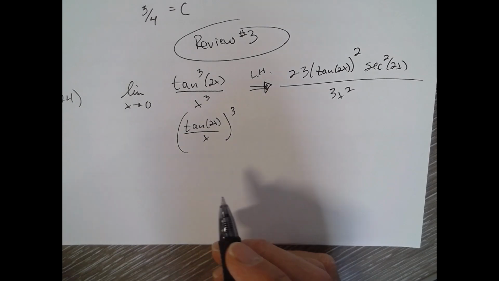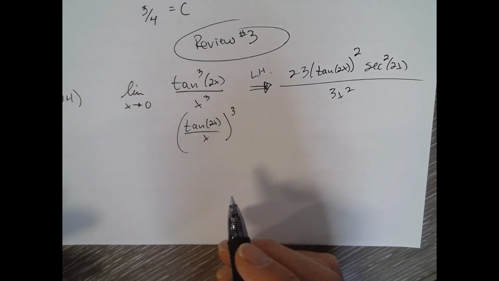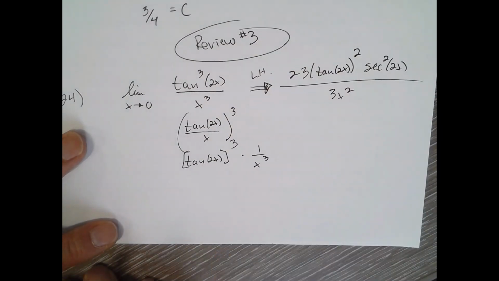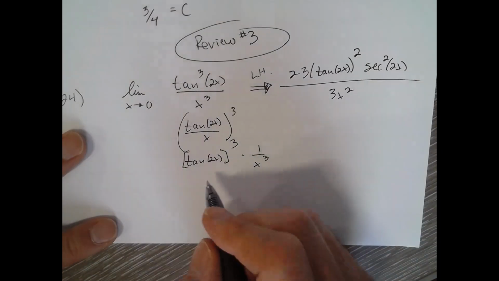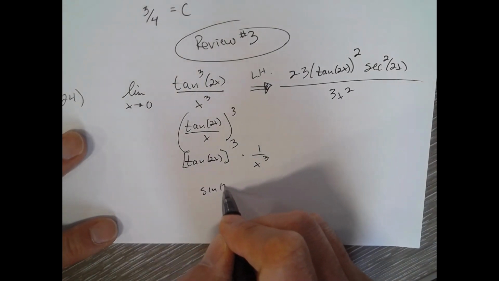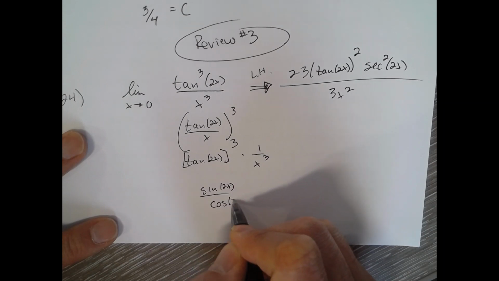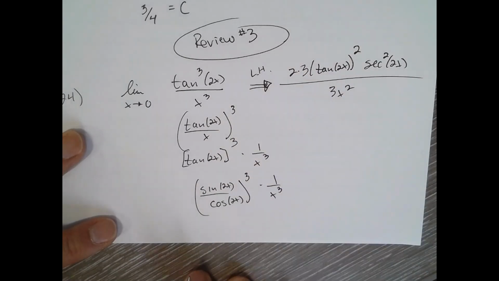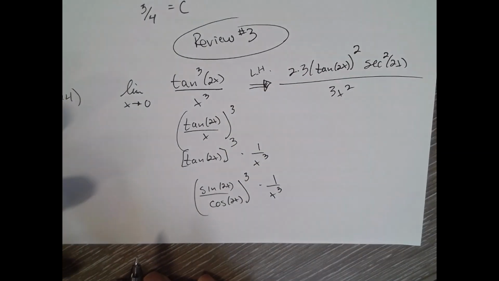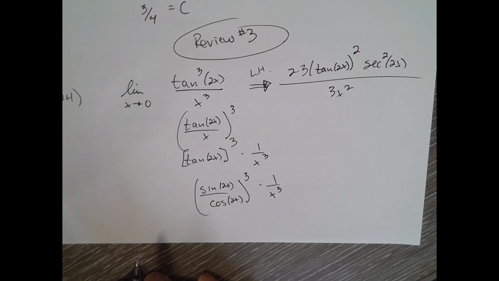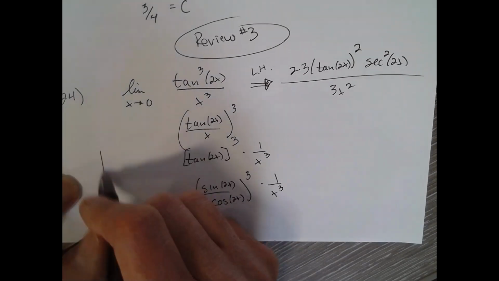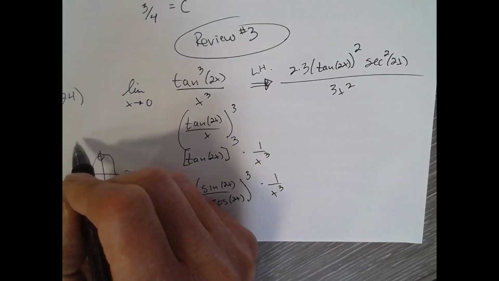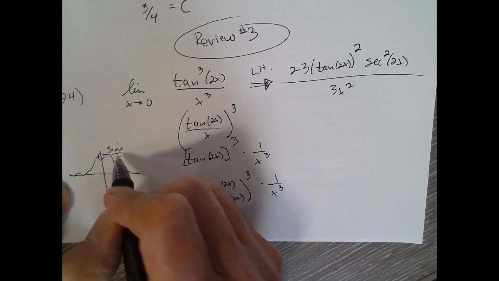Which is tangent of 2x cubed times 1 over x cubed. Alright, so what's the tangent of 2x cubed? Well, that's the same as sine over cosine, so it's the sine of 2x over the cosine of 2x, cubed, times 1 over x cubed. And if you remember, one technique is you always want to try to find sine x over x's, because the limit of sine x over x as x goes to 0 is 1.